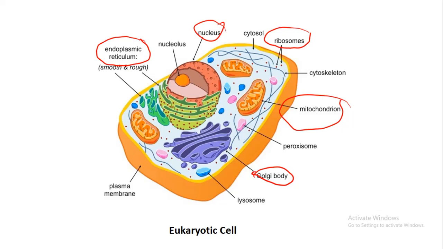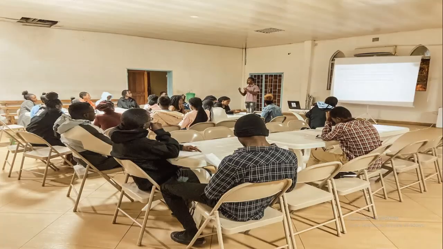One other thing we need to talk about when we are talking about the ribosomes is that they have a resolving power which is below 0.2 micrometers. As a result, we cannot see the ribosomes using an ordinary light microscope. Please take note of that for your exam sake.